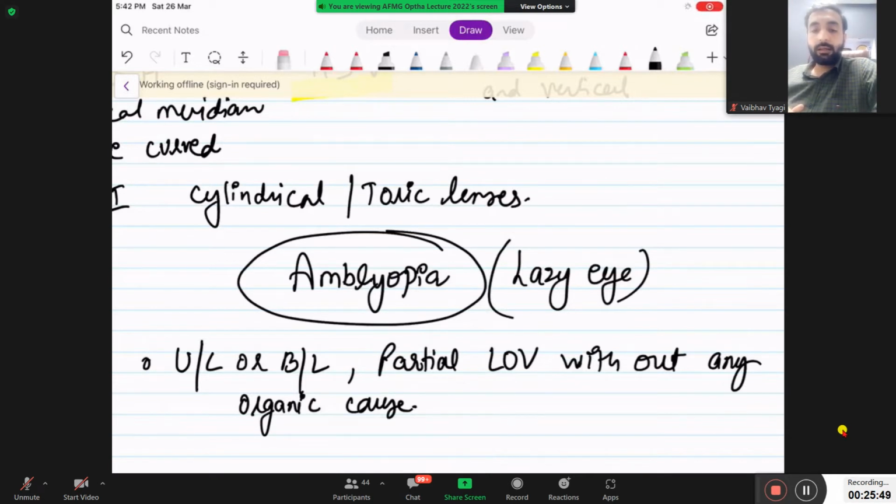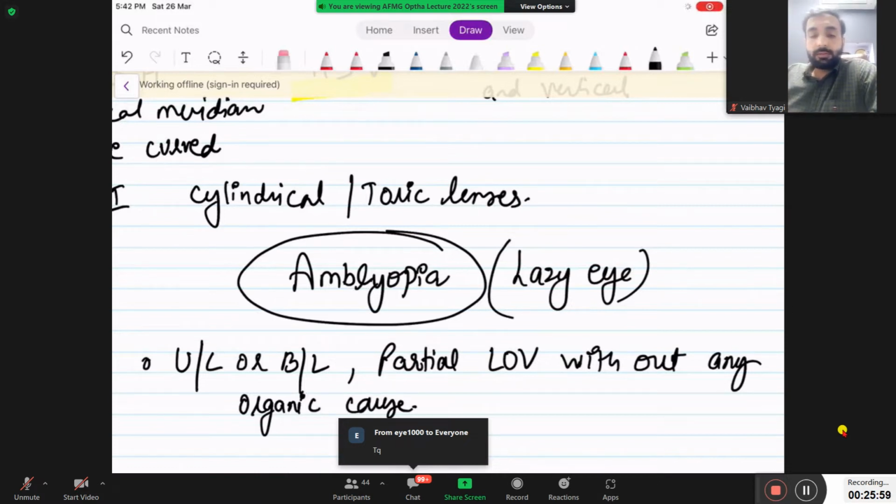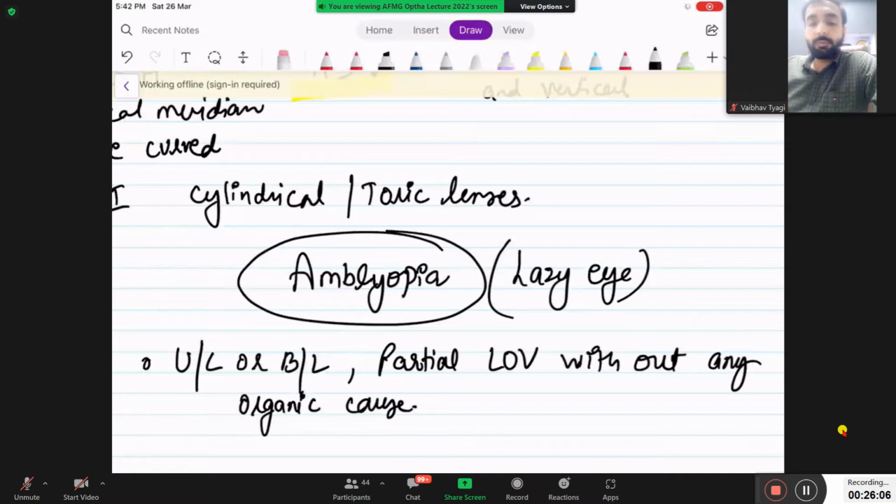Cylindrical lenses and toric lenses. Classification is important. Only two things you have to remember: with the rule astigmatism and against the rule astigmatism. So in with the rule, your vertical meridian is more curved, and it is the opposite case in against the rule astigmatism. So now I'm telling you another important concept of amblyopia. This is seen in children. This is usually seen in children, amblyopia, lazy eye.